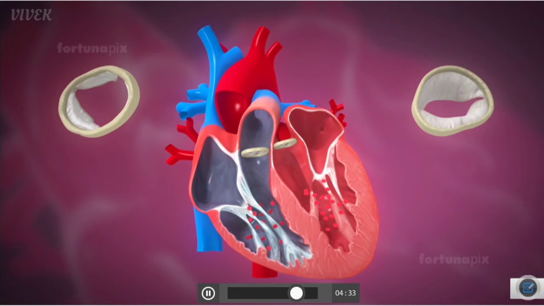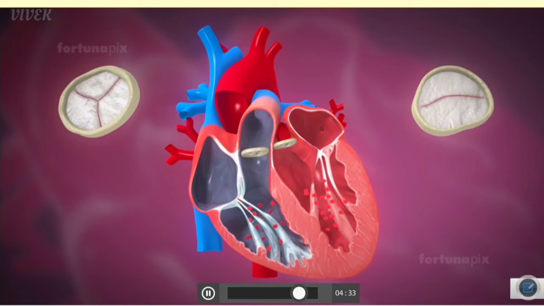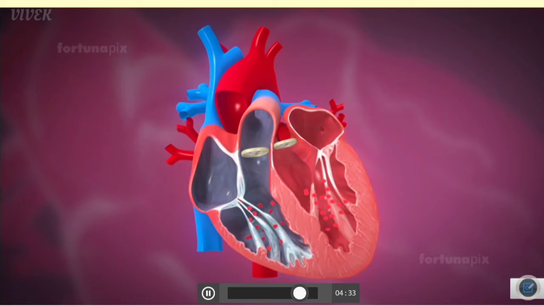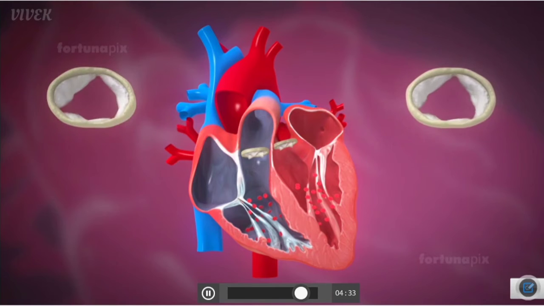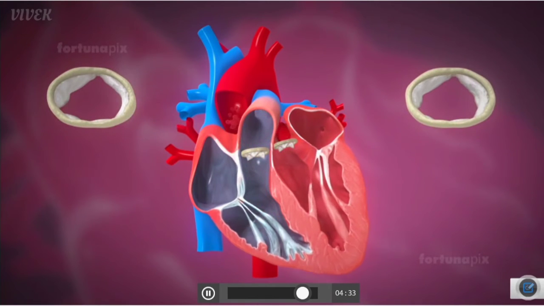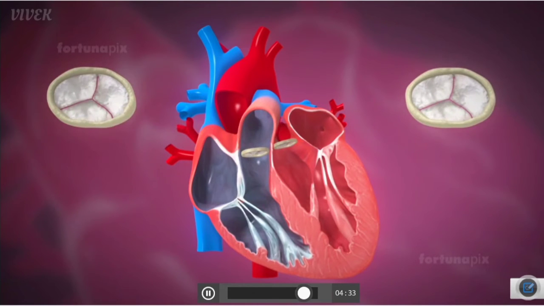Ventricular systole. Tricuspid and mitral valves close, causing the first heart sound, lub. Ventricles contract. Semilunar valves open. Blood enters the arteries, ventricles relax. Semilunar valves close, generating the second heart sound, dub.